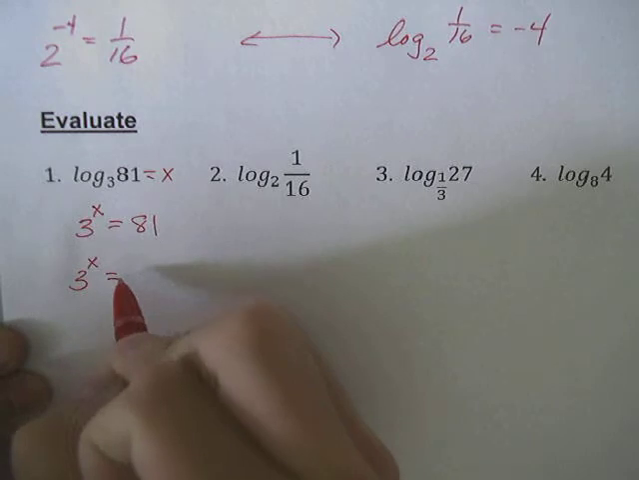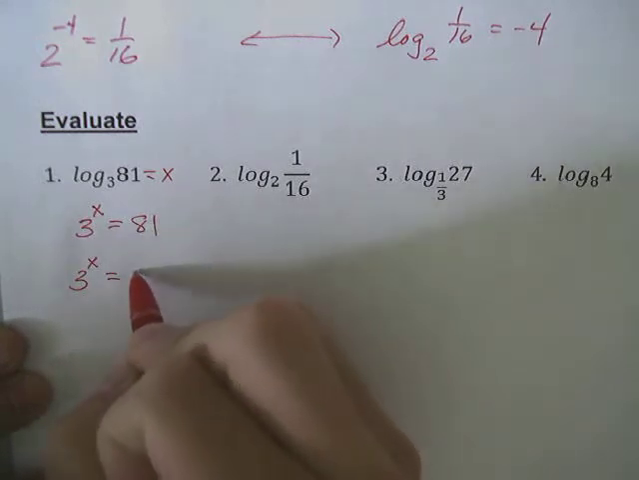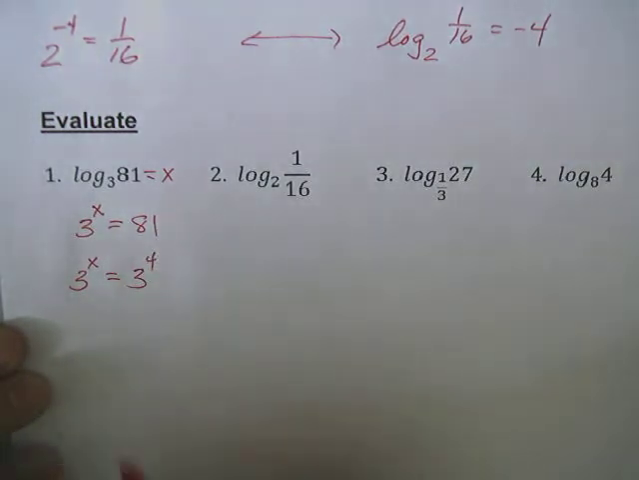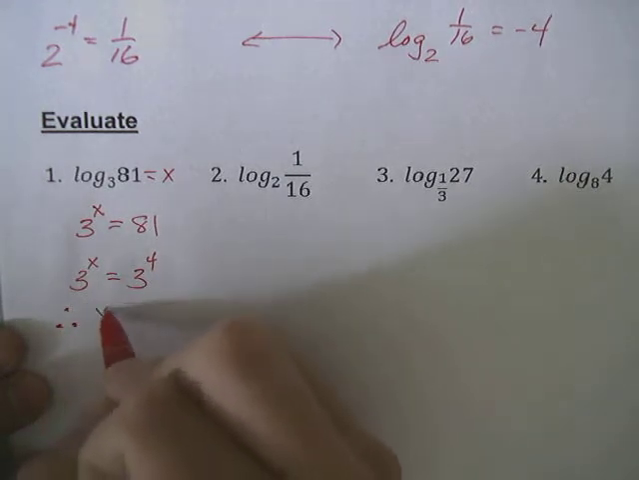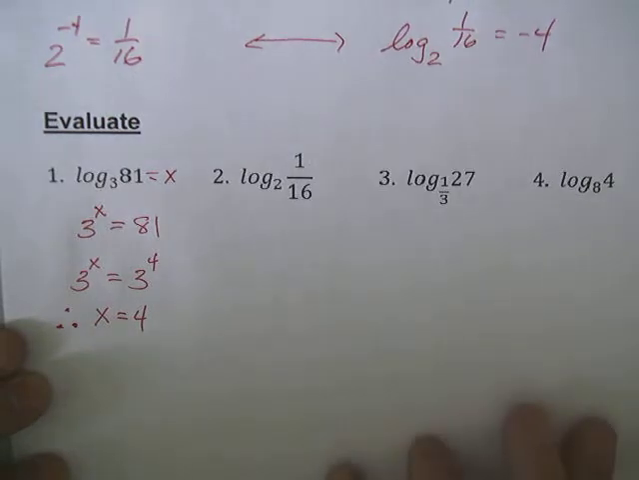And then, now if you know that in your head, wonderful. If you don't know it in your head, remember we did this before, a couple chapters ago, that I could simply write this: 3 to the x equals 81 is the same thing as 3 to the 4th.